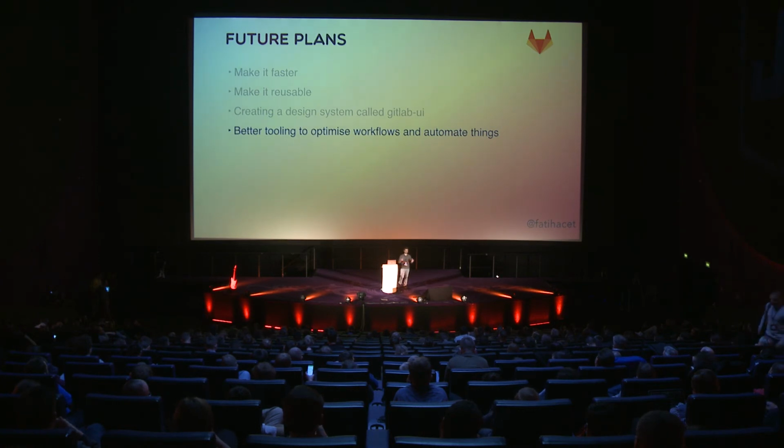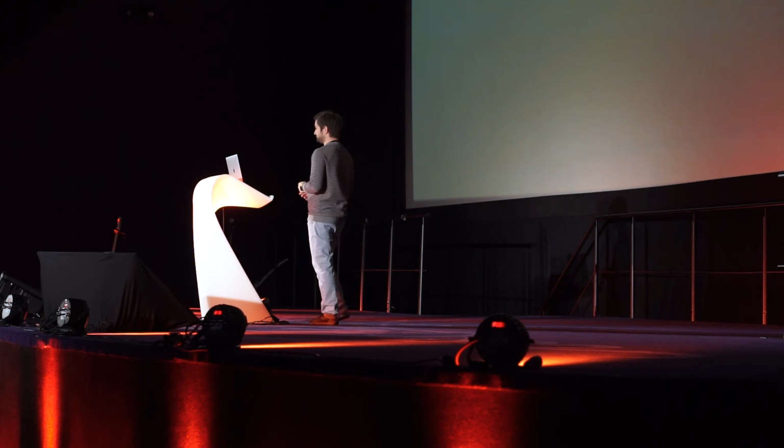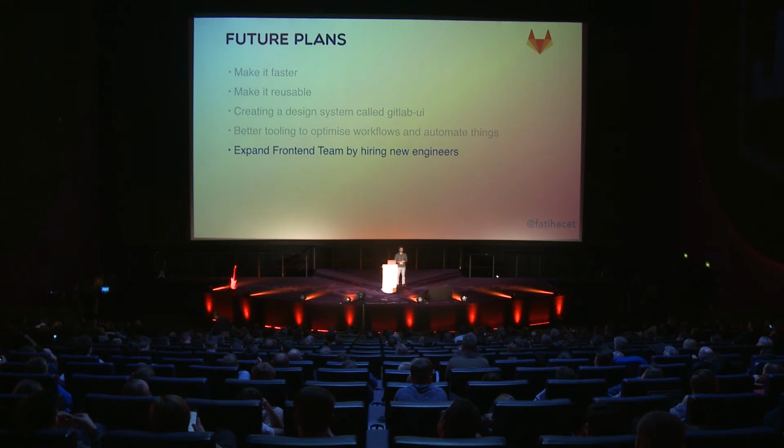Another thing we want to do is create better tooling to optimize our workflow and automate things, because in a really big company where 400 or even more people work on the project, if you automate something which saves you a minute a day, that saves a huge amount of time for the company. We also plan to expand the front-end team by hiring new engineers, and not only the front-end team: we plan to expand GitLab by hiring new engineers and all the other positions.